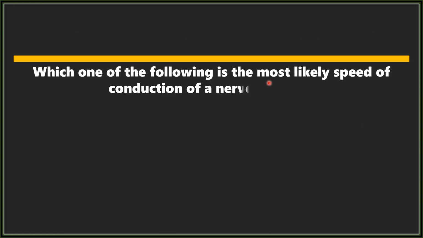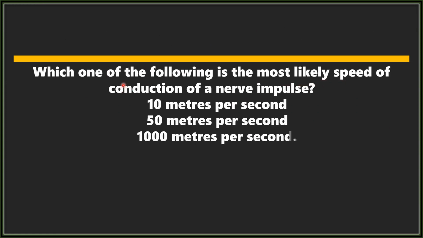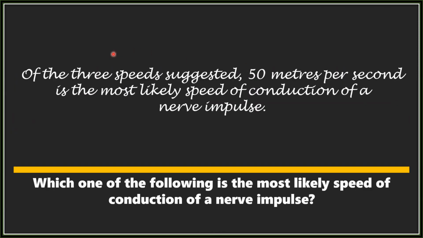Which one of the following is the most likely speed of conduction of nerve impulses? 10 meters per second, 50 meters per second, 1,000 meters per second. Of the three speeds suggested, 50 meters per second is the most likely speed of conduction of nerve impulse.